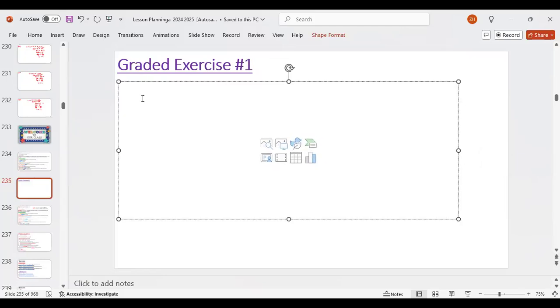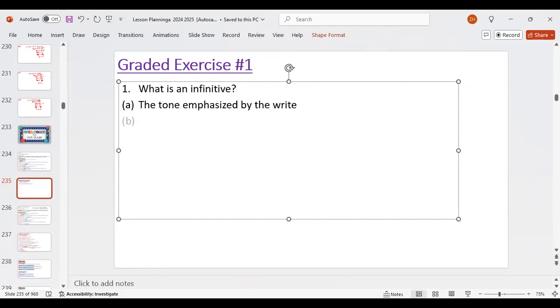All right, so number 1, write this down for me, please, and answer it. What is an infinitive? Write this down in your book. Is it A, the tone emphasized by the writer? Or is it B, an unconjugated form of a verb?